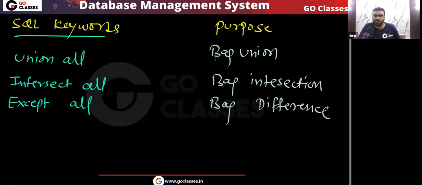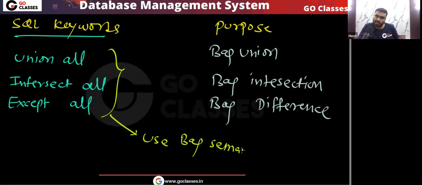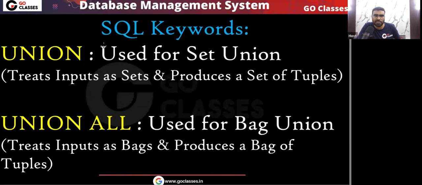So these are the keywords. Remember, these keywords use bag semantics. What does it mean? It means they will not ignore the duplicates, right? Yes or no? They will not ignore the duplicates, and in the output also, duplicates might be there. It is possible that the output can have duplicates. So you can see the difference.